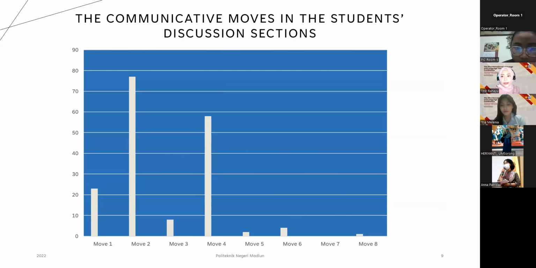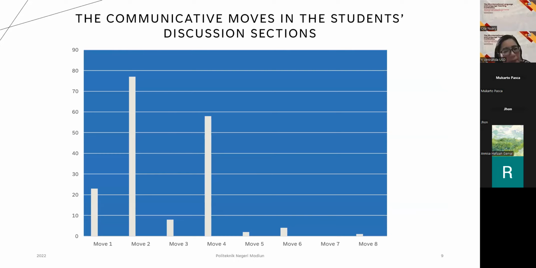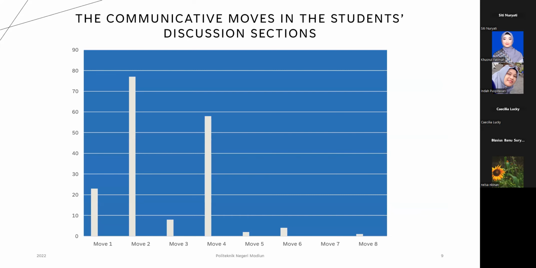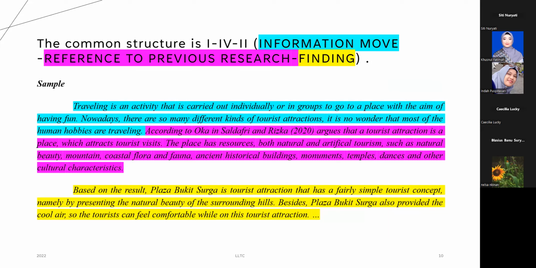What about the findings? So here are the results. The most frequently used move is move 2, and then move 4, and move 1. So how do we interpret the frequency of the moves? The common structure of the moves in the discussion sections shows pattern 1, 4, 2, meaning they have the flow of ideas categorized as background information move, reference to previous research, and then findings. And this is an example of the discussion sections commonly found in the final project reports, or tugas akhir, in Indonesian.